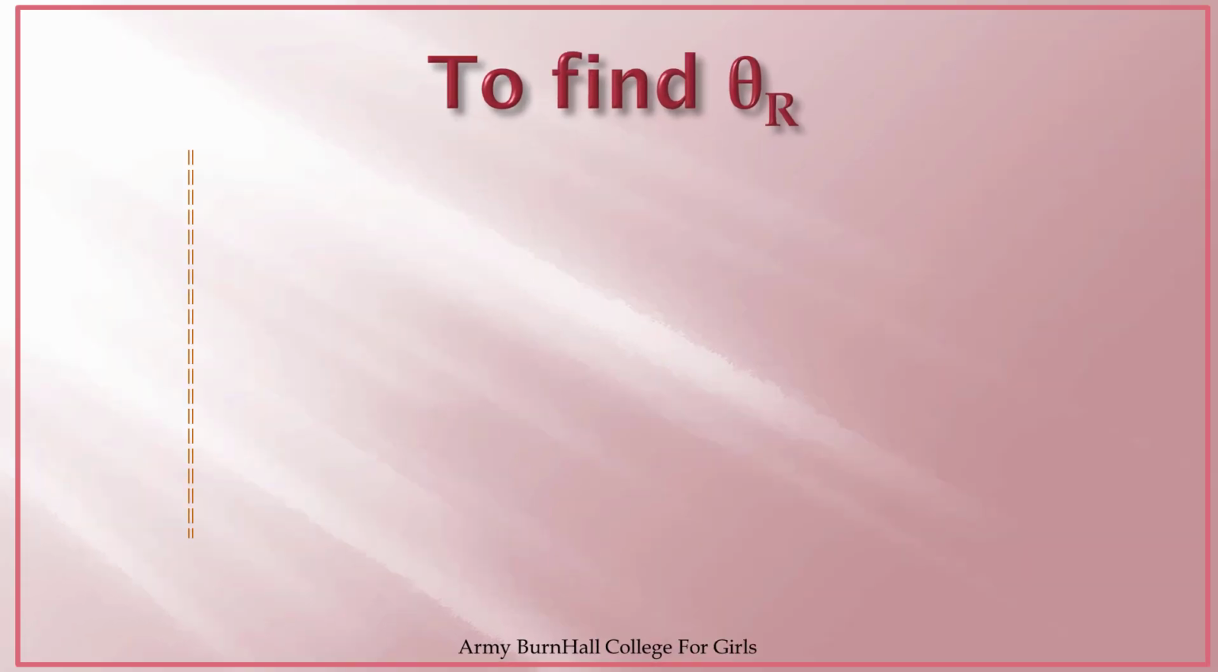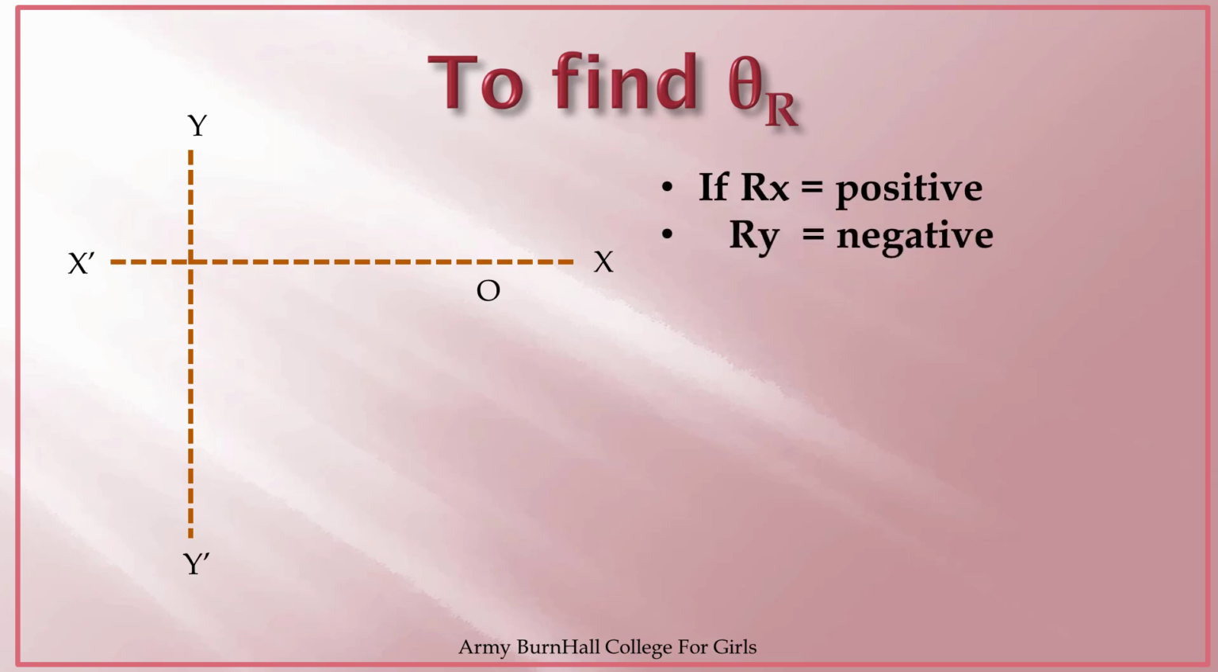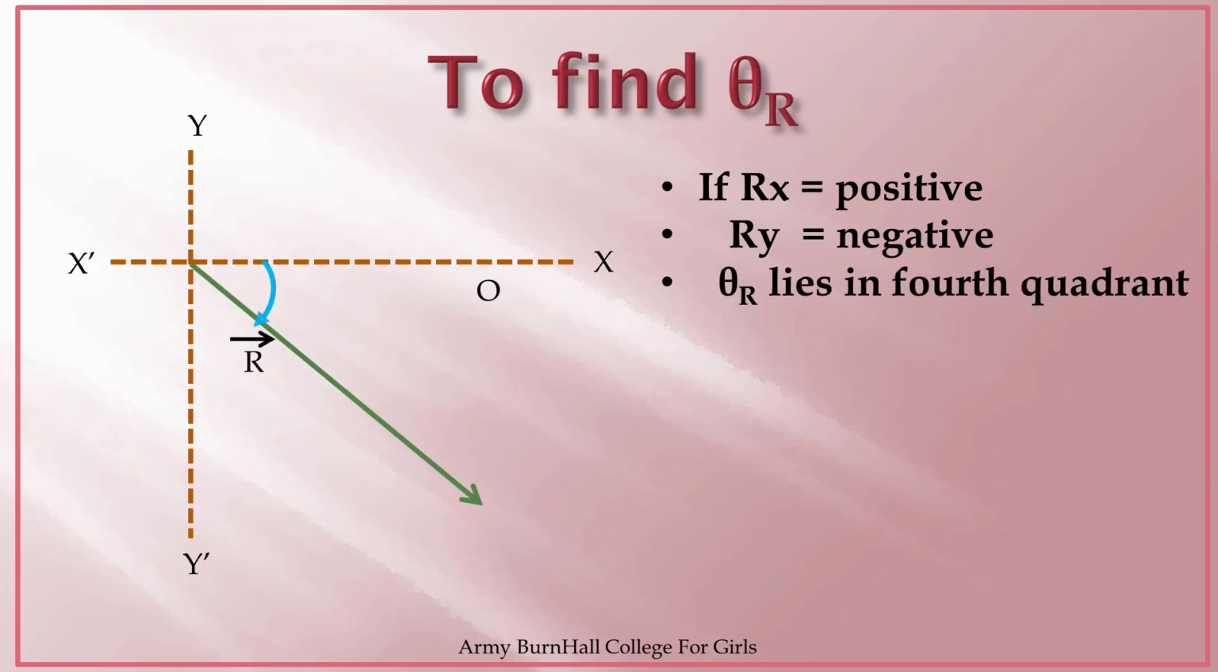And if we have a condition in which the value of rx is positive and the value of ry is negative, this is the condition of the fourth quadrant. We will draw our resultant in the fourth quadrant, and this will be our theta, which is not our required angle. Our required angle starts from the positive x-axis moving in the anti-clockwise direction. So this is our required angle theta r, and theta r is equal to the whole circle minus this angle. We know that a complete circle has 360 degrees, so we can write the formula as theta r is equal to 360 degrees minus theta.